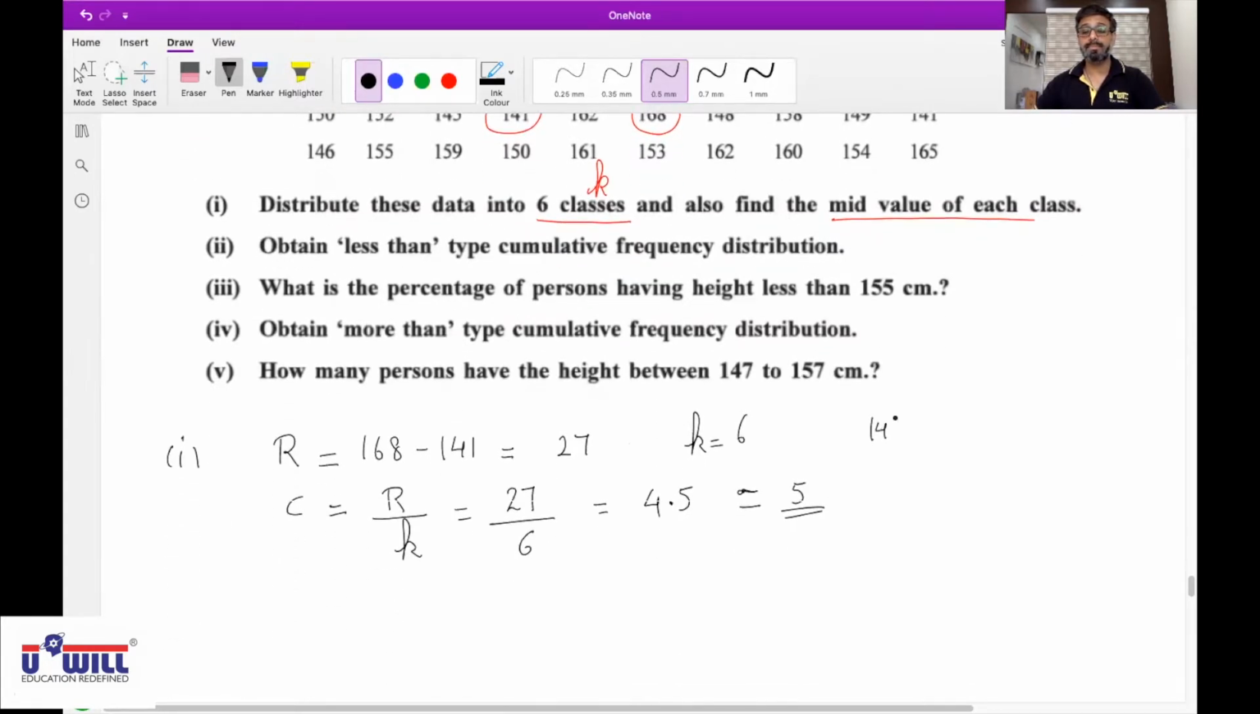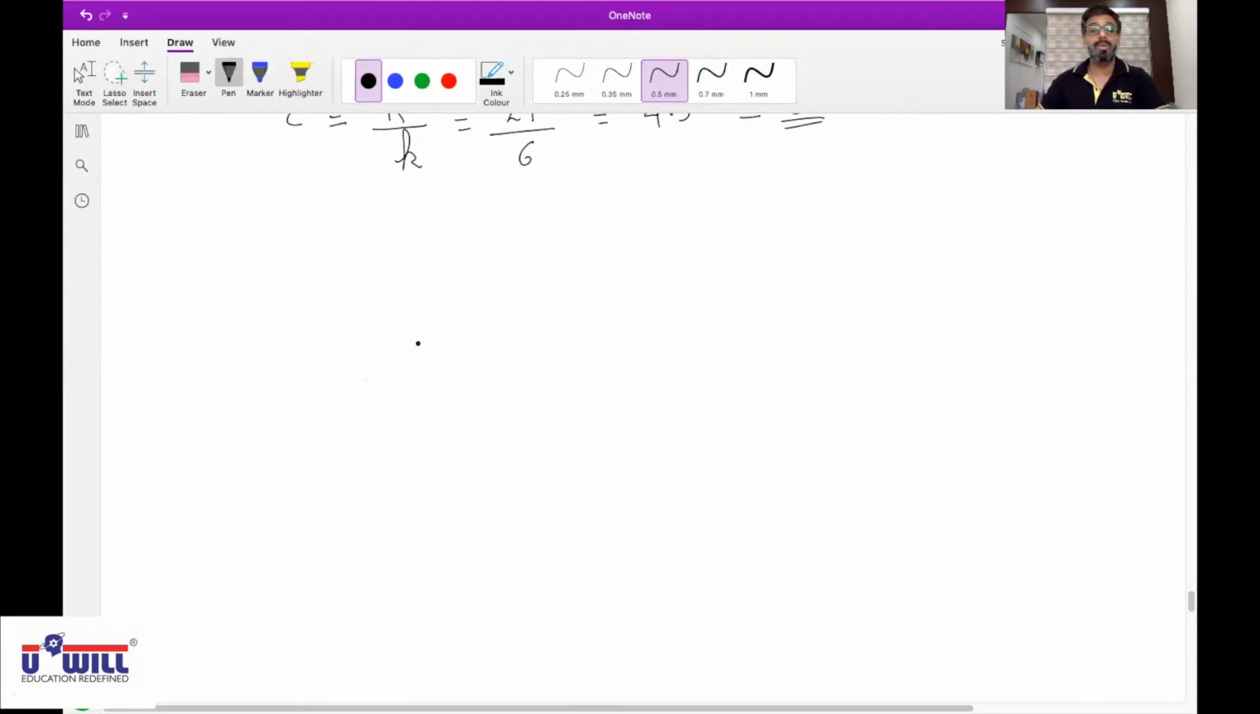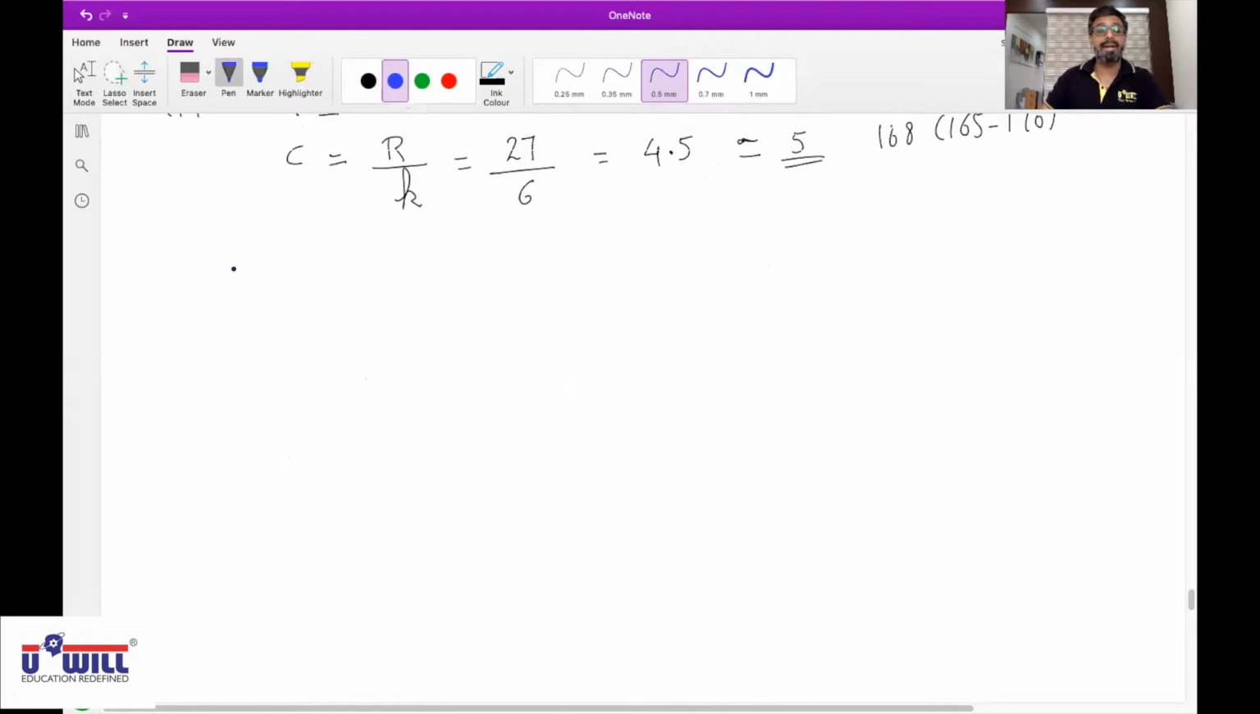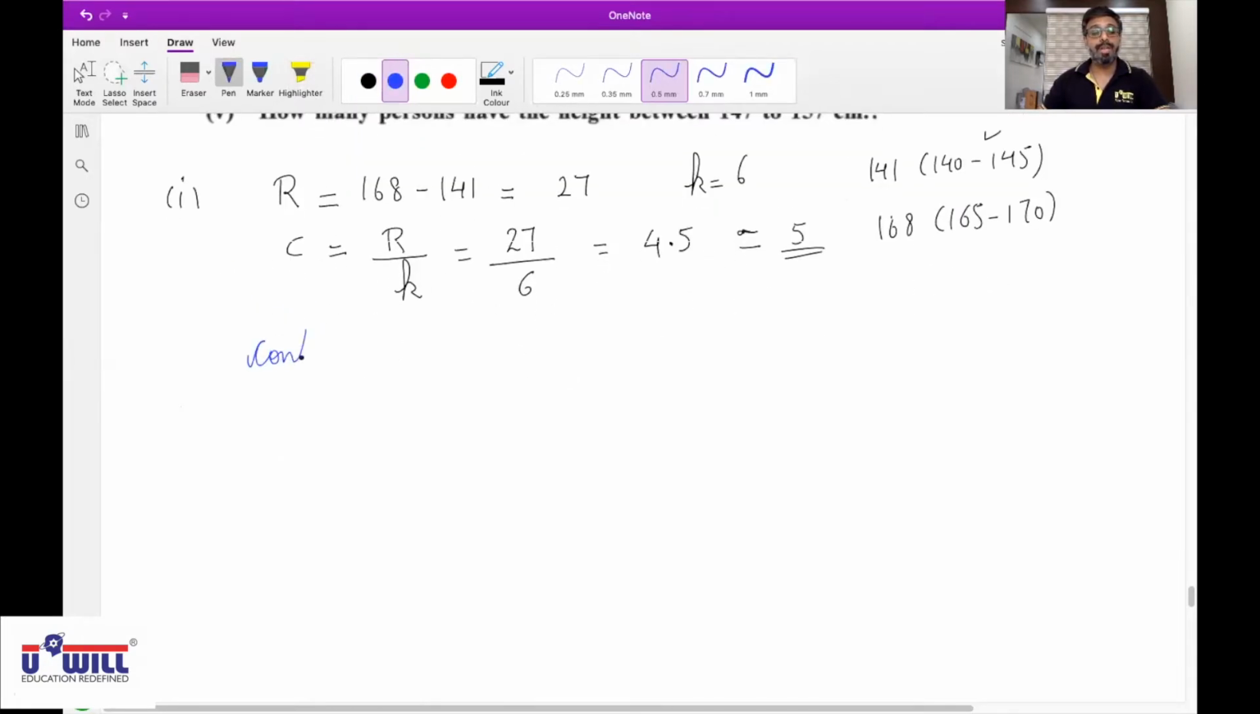Can you tell me 141 will belong to which class? From 140 to 145. And 168 will belong to which class? 165 to 170. So we will make the frequency distribution starting from 140 to 145 till 165 to 170. All of you give the heading. First answer, continuous frequency distribution.